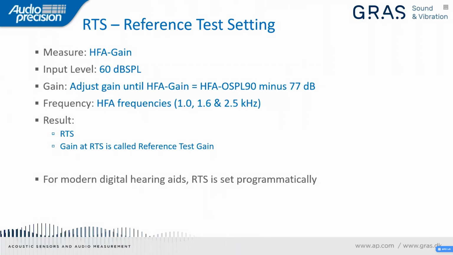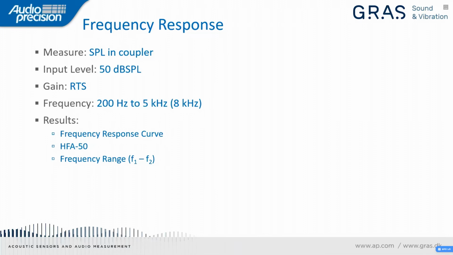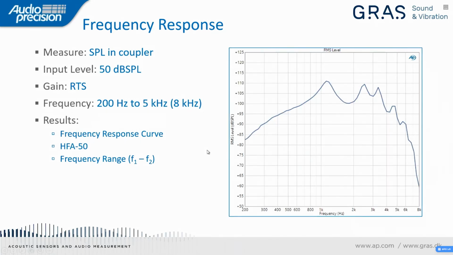The frequency response is an important measurement. So in this case, again, we're measuring the SPL in the coupler. The input level is 50 dB SPL. The gain of the hearing aid is at the reference test setting, or reference test gain. The same frequency range is covered. And the results here, the main one, of course, is the frequency response curve. Then we have the HFA 50, the high frequency average. And from this, we compute the frequency range of the hearing aid.